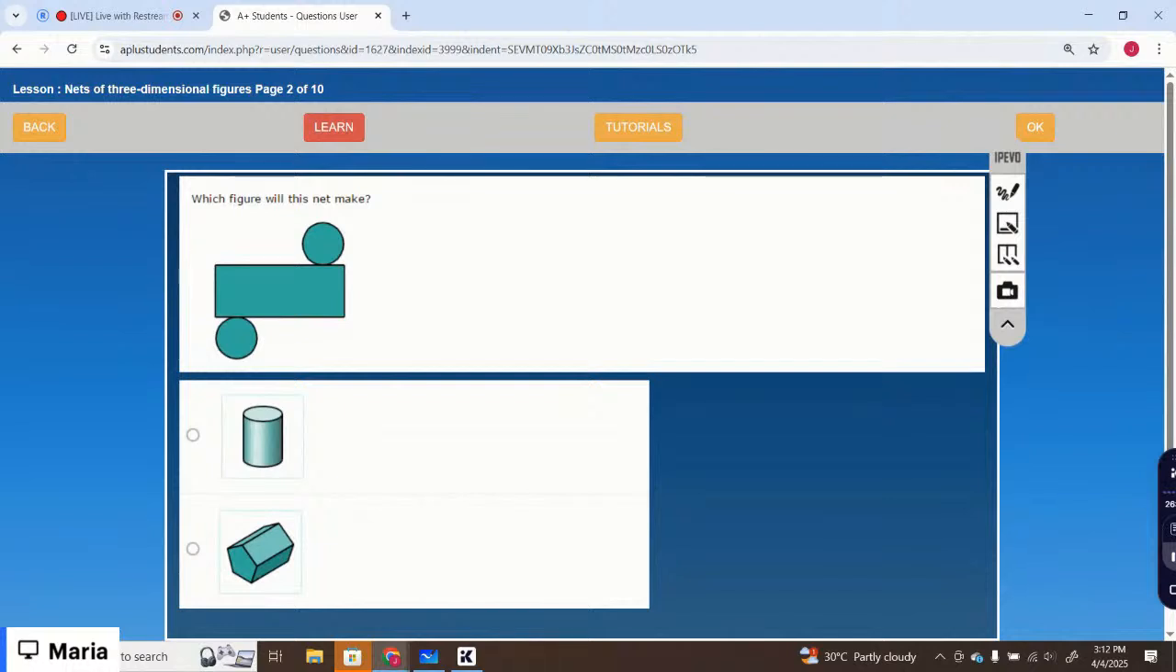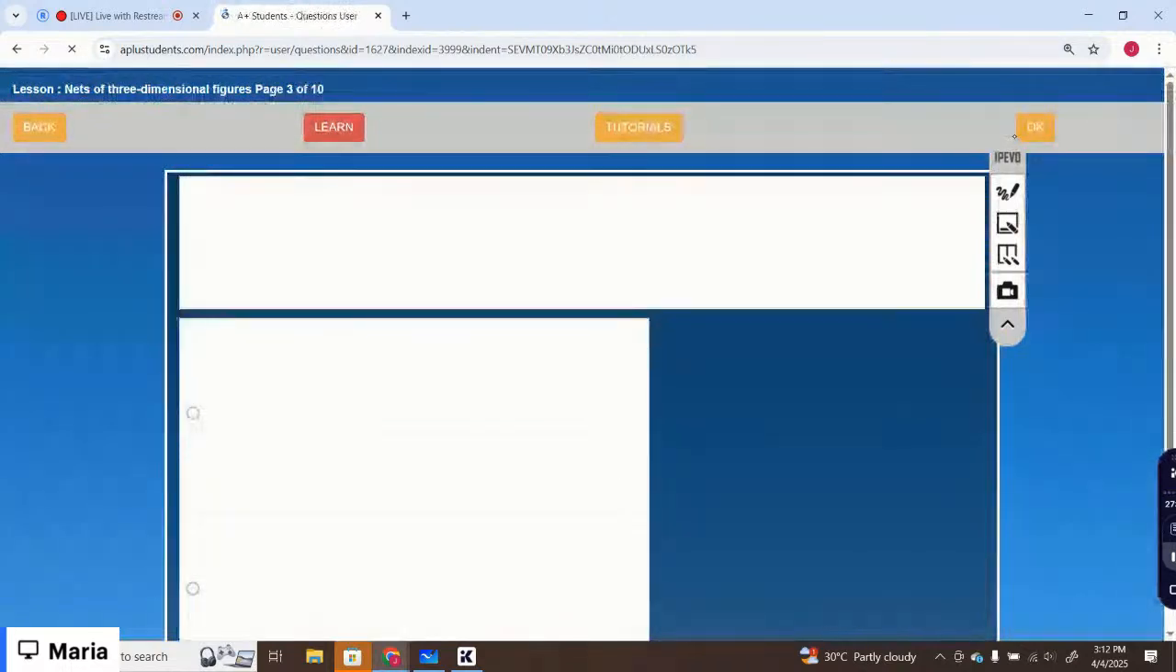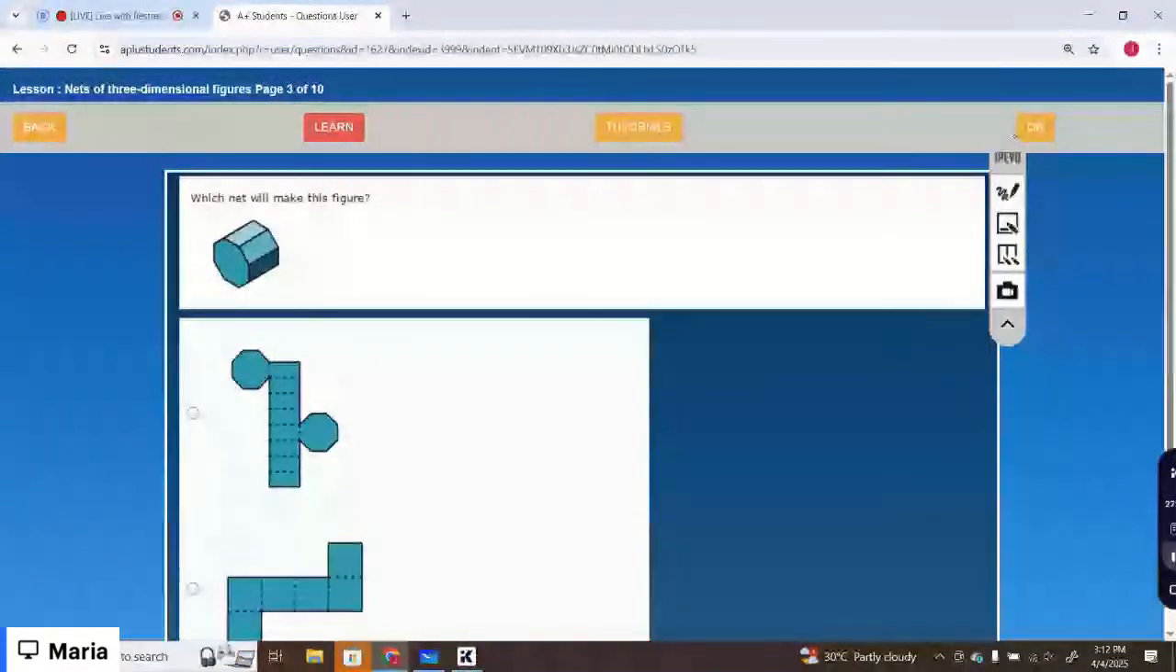Which figure will this net make? Option number one is the correct option. If you fold this image, it will make the first one. Which net will make this figure? Option number one is the correct option.